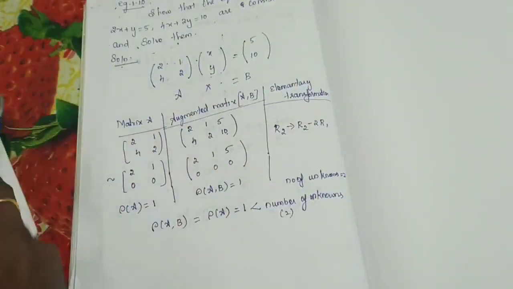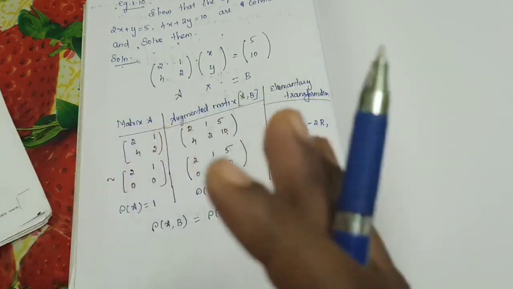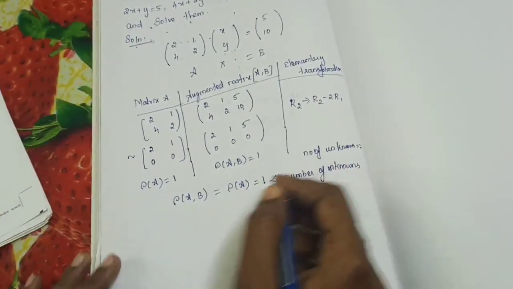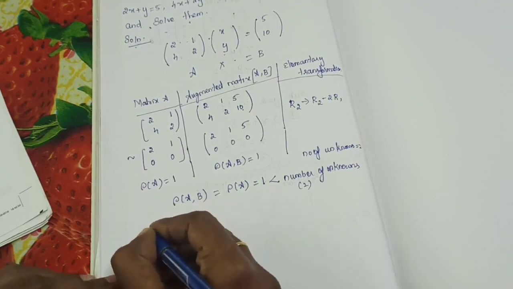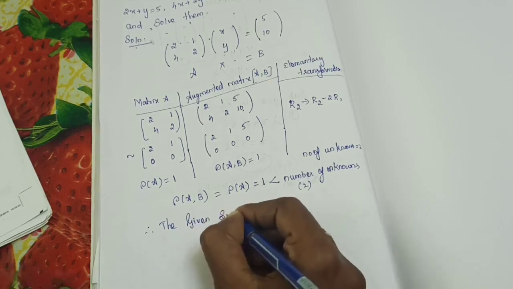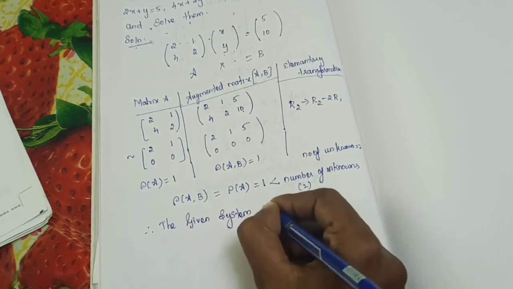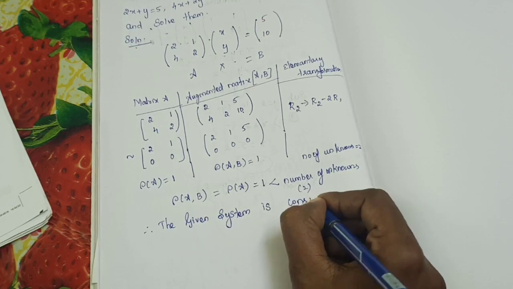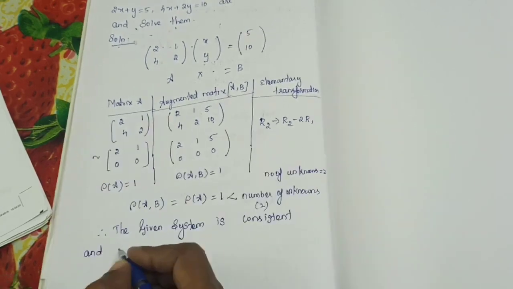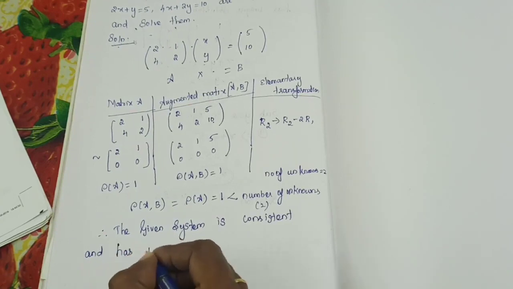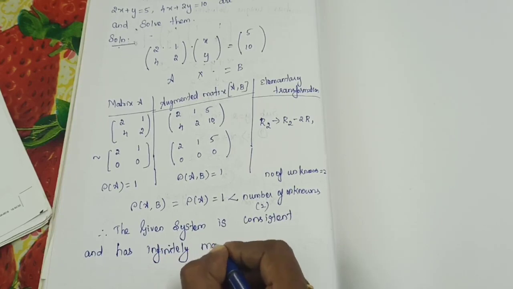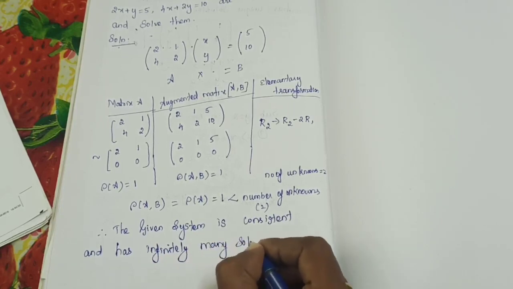So we can't find the solution. We will get more solutions. Never end. Infinitely many solutions. That's the thing. So here, how will we conclude? A given system is consistent and has infinitely many solutions.